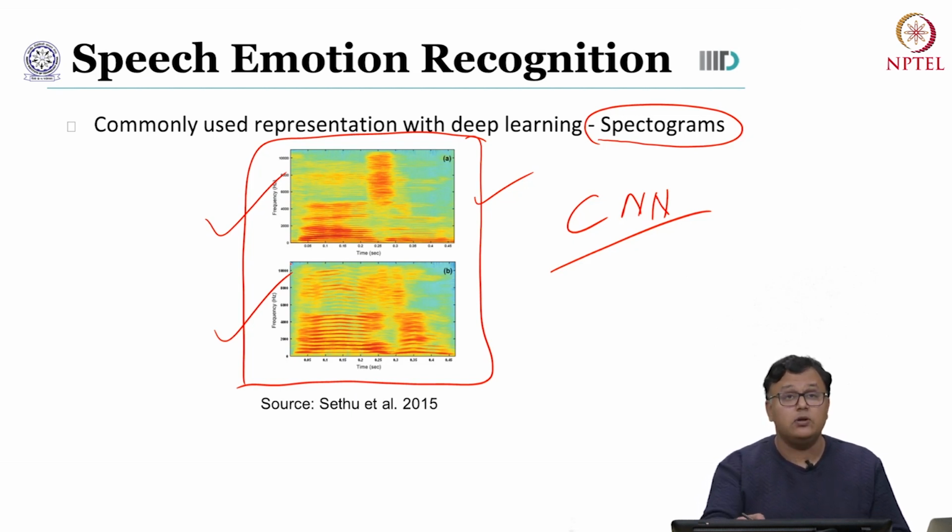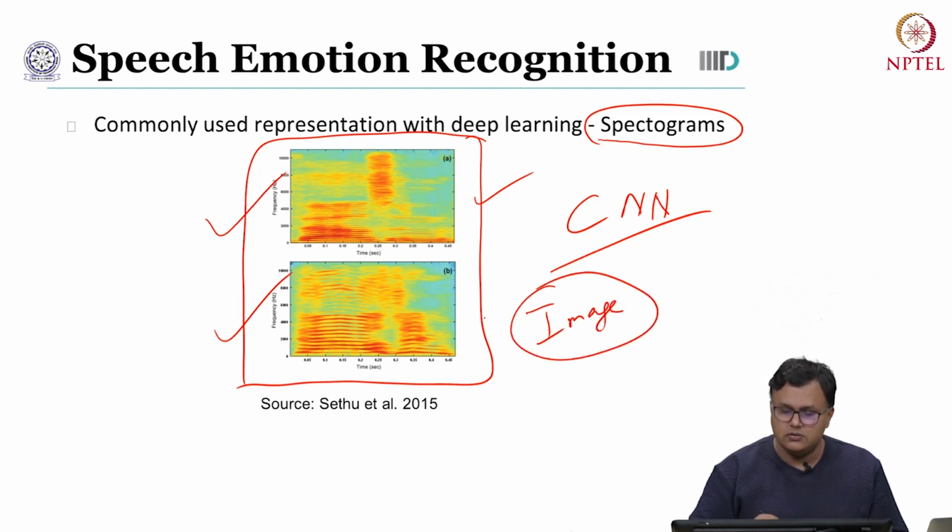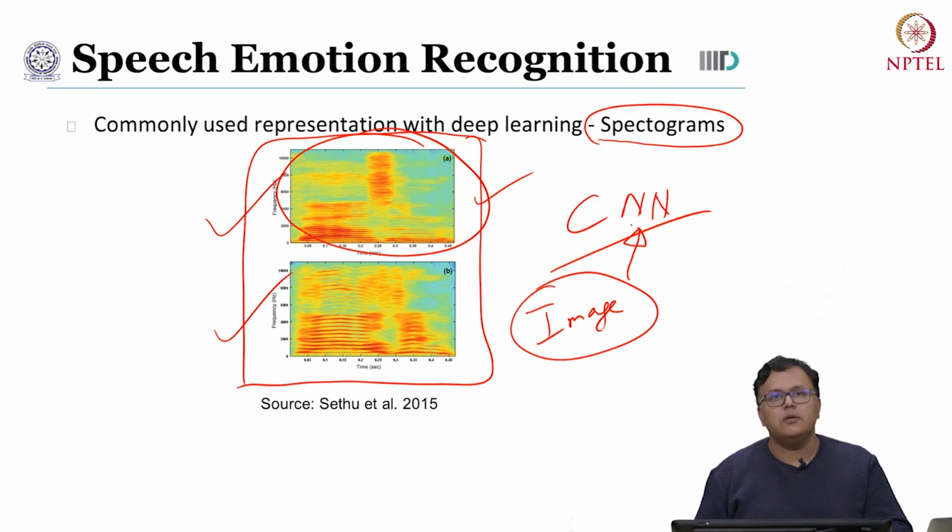And since we are able to visualize this, I can treat a spectrogram as an image. I can assume that this is actually an image. Now, if this is an image, then I can use a convolutional neural network to train with a spectrogram as an input, and the output would be the emotion classes.